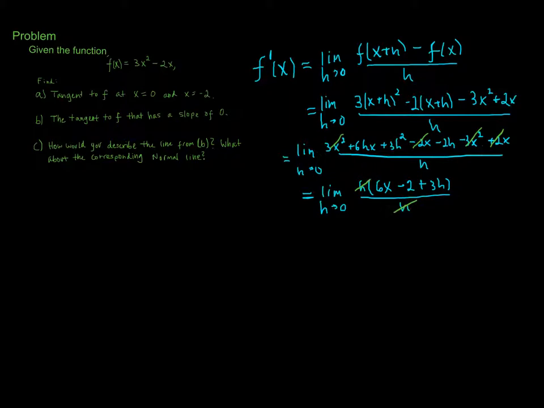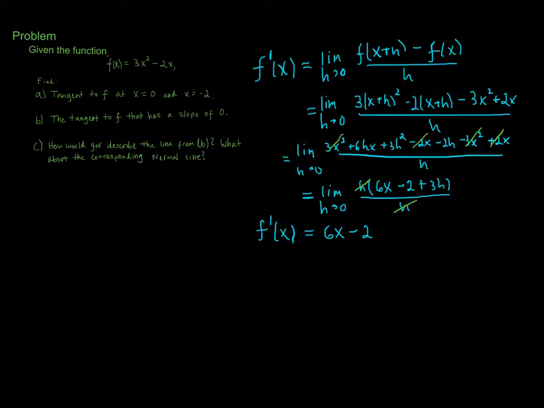Now I evaluate my limit, and this will give me the function, f prime of x is equal to 6x minus 2. Of course, this function will give me the slope of the curve f at any point x. And so now I can utilize the derivative function to help me find these tangent lines.